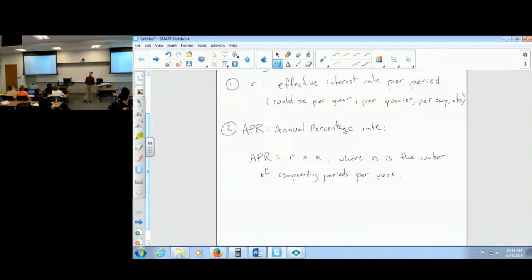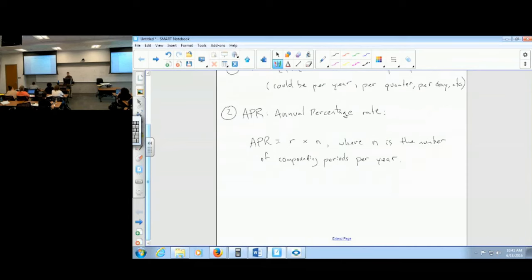In the US, on any sort of consumer loan, the lender is required to report the annual percentage rate. So this is the rate that you see. You open up your credit card statement, it'll say APR, or your car note, or your mortgage if you have one, it'll show you the APR on there. Now, note what this does not do.